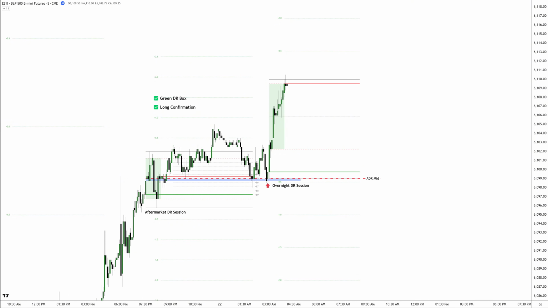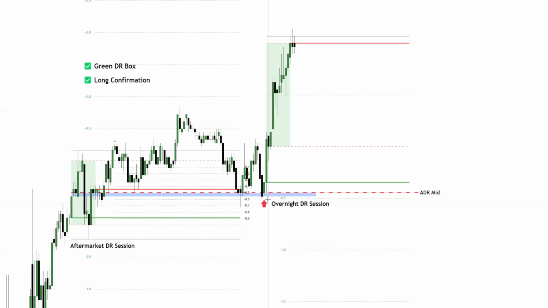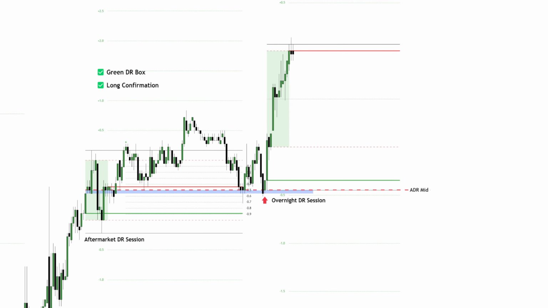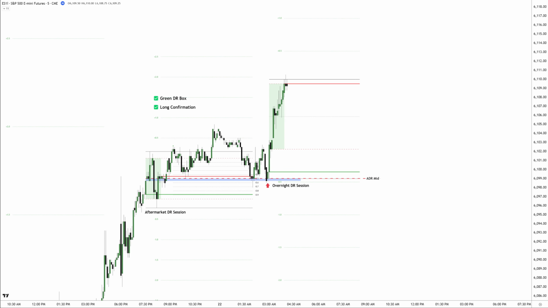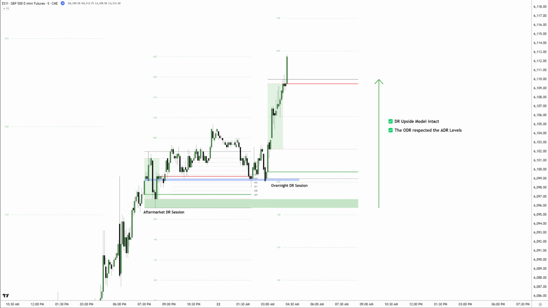As the overnight DR session opened, price continued its movement from the ADR mid and an intraday gap imbalance that had formed within the first hour of the aftermarket defining range. Take note here, aftermarket gap imbalances are highly significant, as I've emphasized many times before. With the overnight DR session closing as a green DR box and confirming longs almost immediately, we not only have a DR upside model intact, but also a crucial observation.